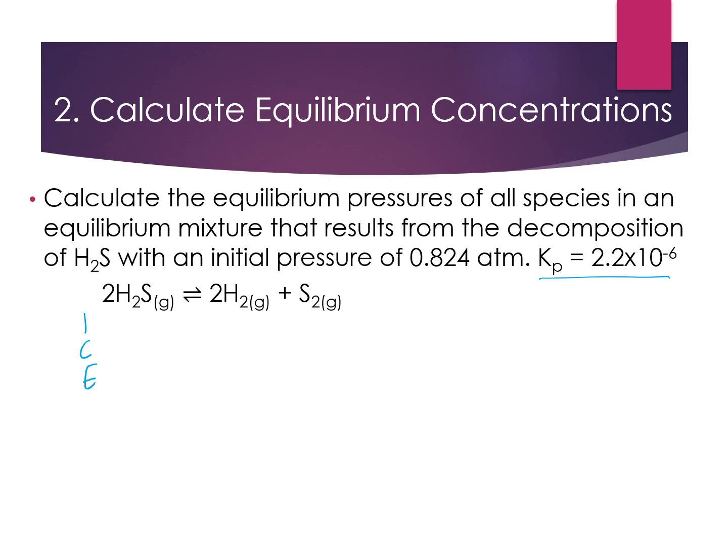All right, so I'm going to set up my ice chart. I'm given my initial pressure of 0.824. I don't have any product. Because I have only reactant, I know I'm going to shift to the right. So minus 2x, plus 2x, plus x, 0.824 minus 2x, 2x, and x.